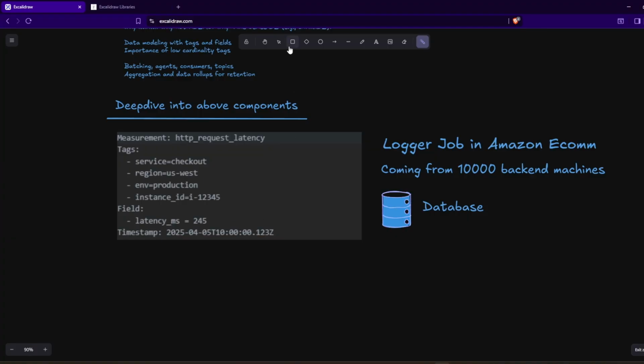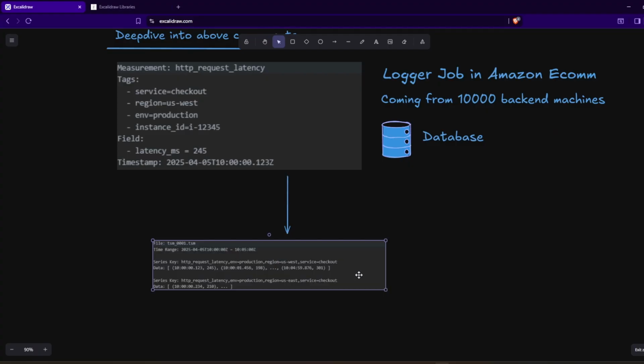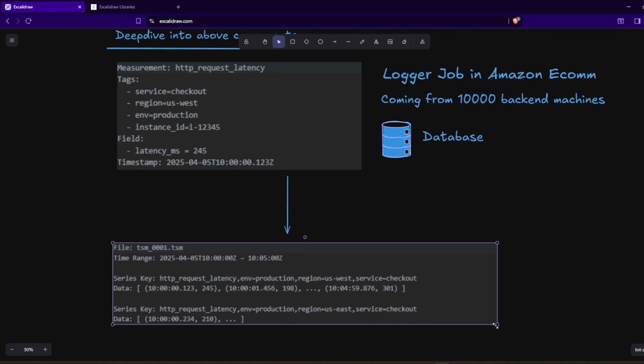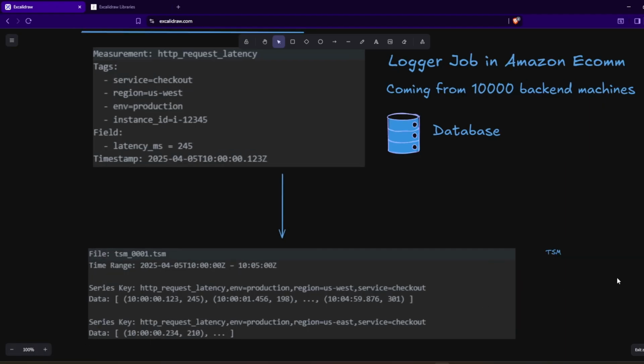And what happens is all this data will be taken and stored in something called a TSM. TSM is called Time Structured Merge tree. This is again a very important term in terms of understanding. TSM, again, is Time Structured Merge tree.